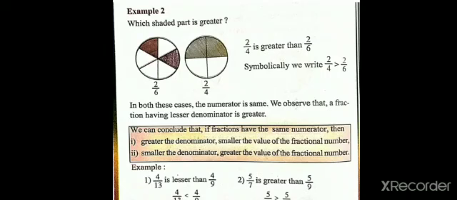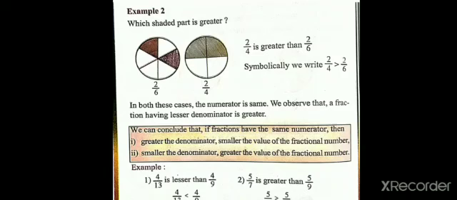Example 2. Which shaded part is greater? Here there are 6 equal parts. In that, 2 parts are shaded. In the second figure, there are 4 equal parts. Again 2 parts are shaded. The first figure can be written as 2 by 6 and the second figure can be written as 2 by 4. But here the numerators are same but the denominators are different.